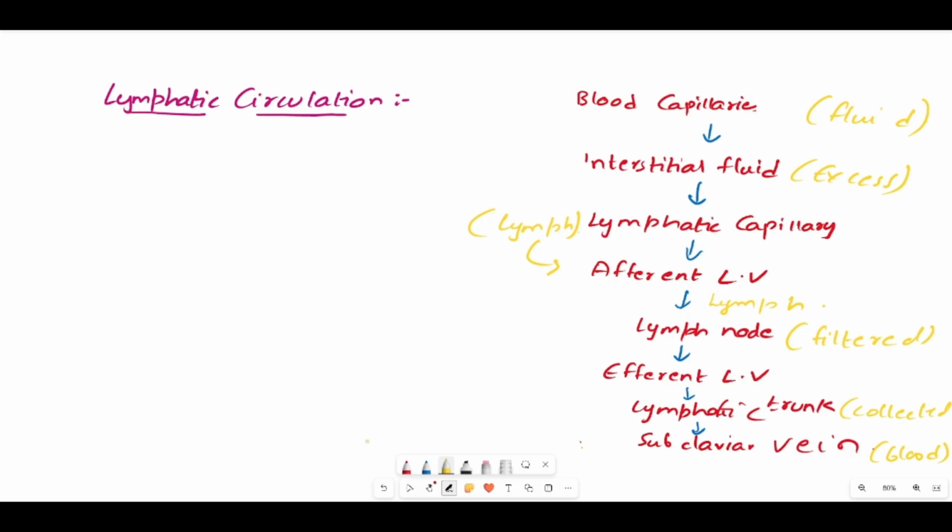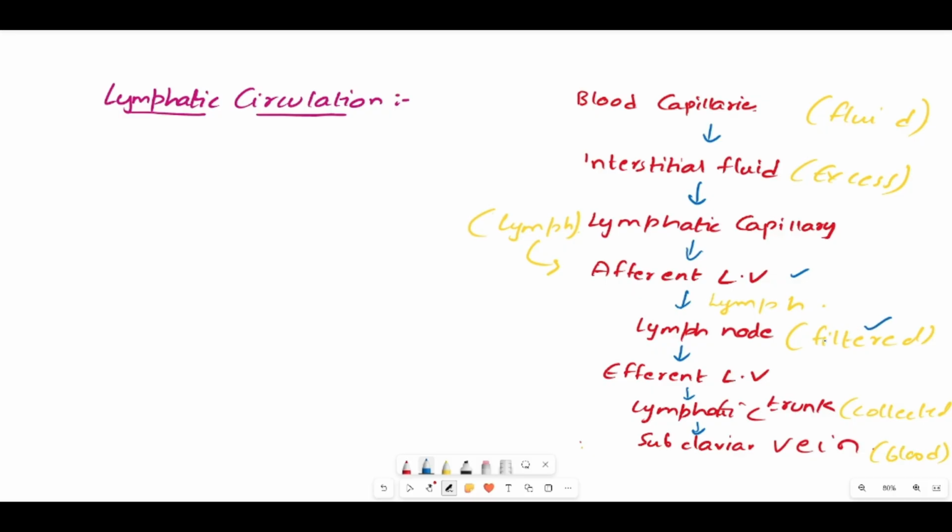So let me just repeat this again. Initially the blood capillaries, the fluid will be leaking out of these capillaries. After that, from the interstitial fluid, the excess will be entering into the lymphatic capillaries. Here, this interstitial fluid is called lymph. That lymph will enter the afferent lymphatic vessels. Here, the lymph will be flowing to the lymphatic node. In the lymphatic node, the lymph gets filtered.